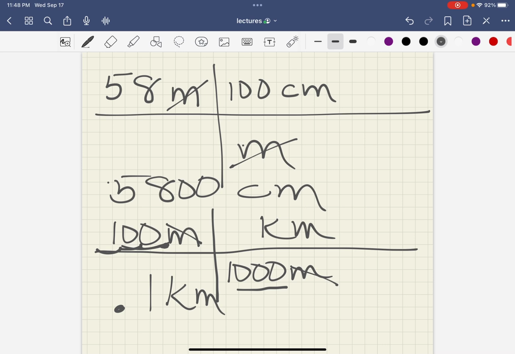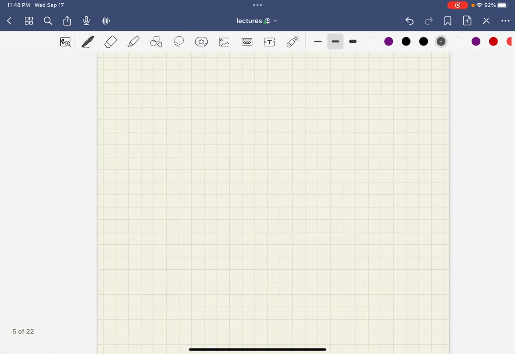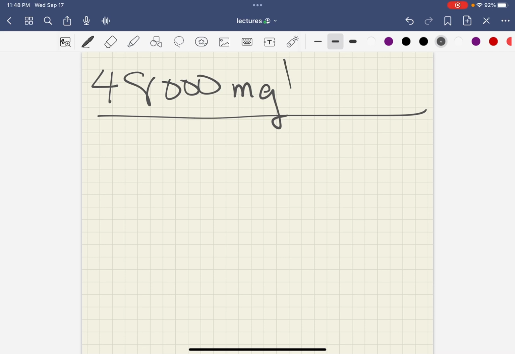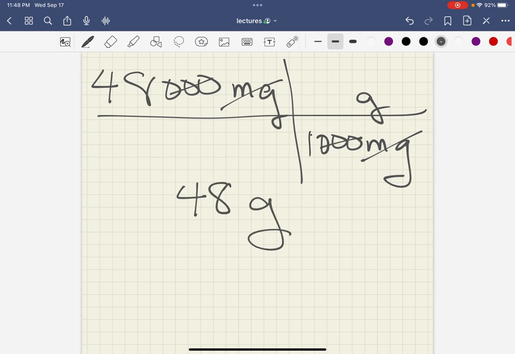All right, then the last one is 48,000 milligrams. And we want to change that to grams. So remember, milli is really small. So there's 1,000 milligrams in a gram. Milligrams cancel. We're dividing by 1,000. So you can see we can just mark these 3 zeros out. So we're left with 48 grams.